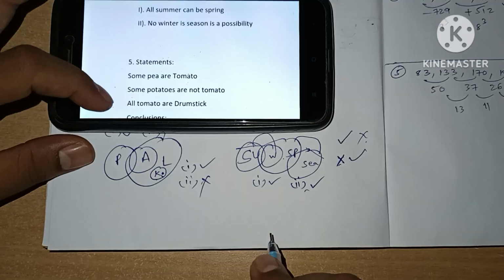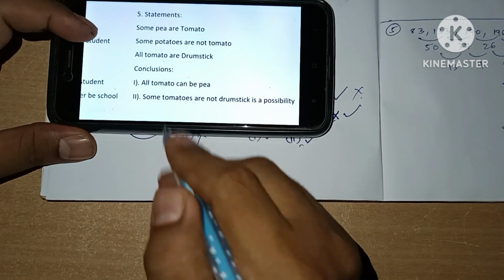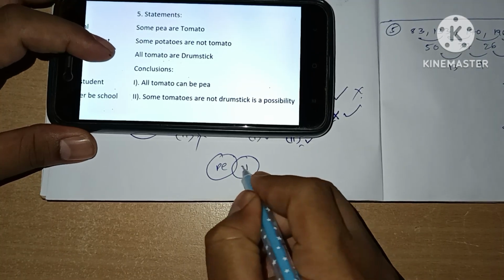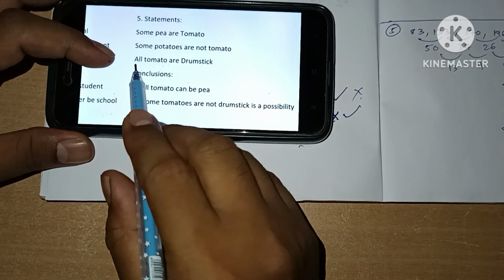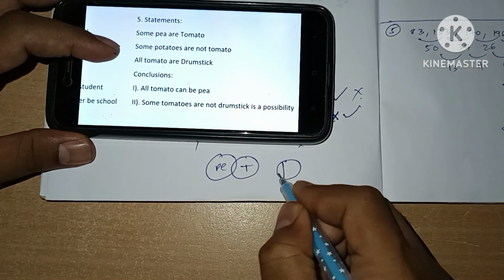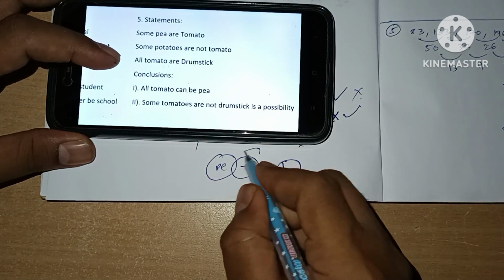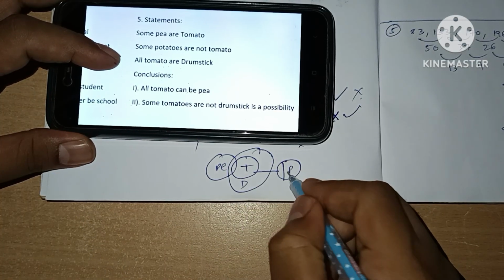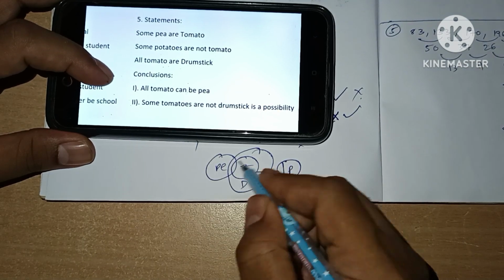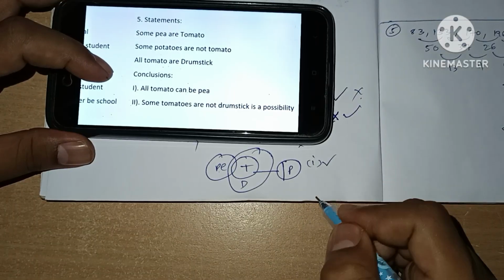Okay, let's see the fifth question. Some pea are tomato. Some potatoes are not tomatoes. All tomatoes are drumstick. Let's see the conclusions. All tomato can be pea. All tomatoes can be placed inside P. Yes, it is possible. So the first conclusion will be true.